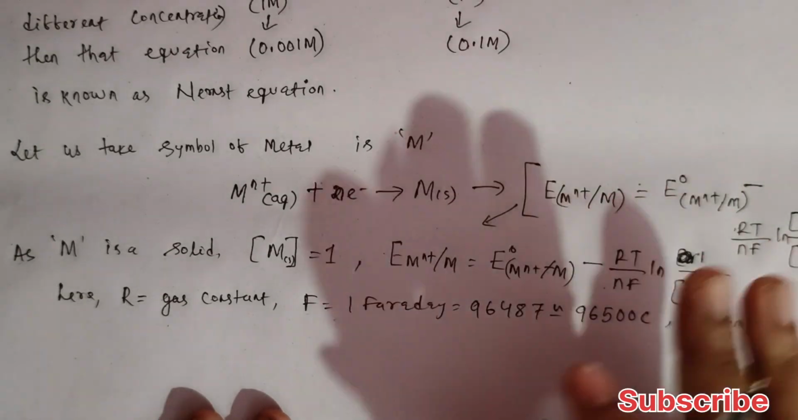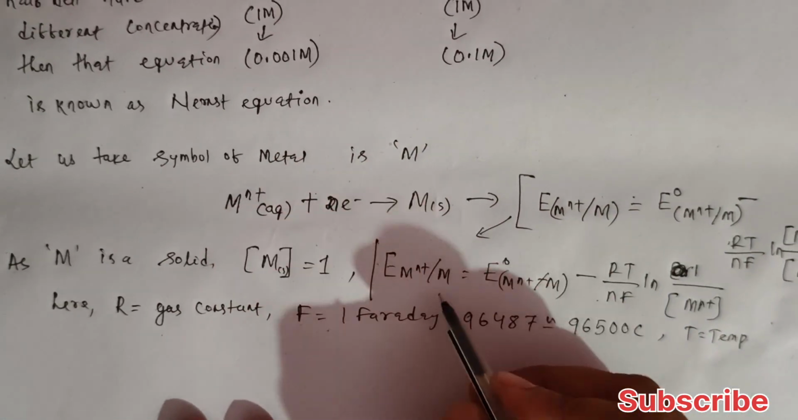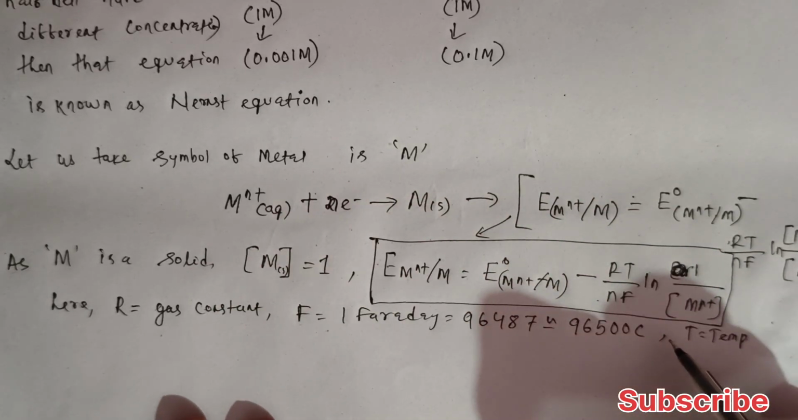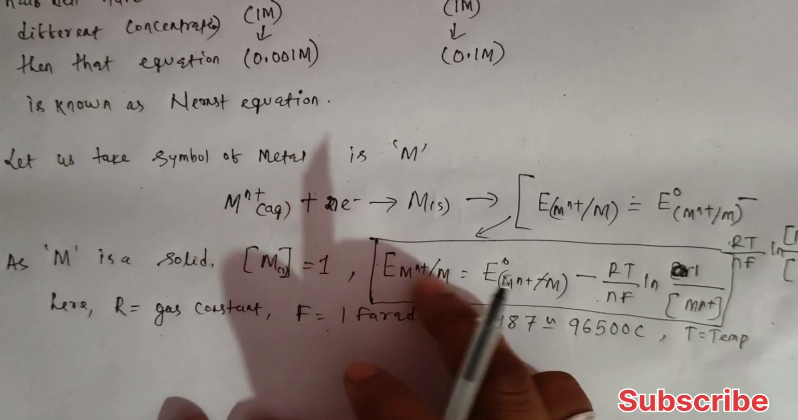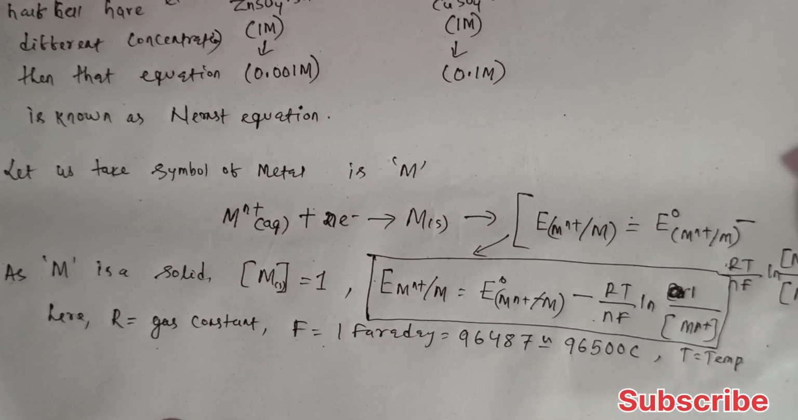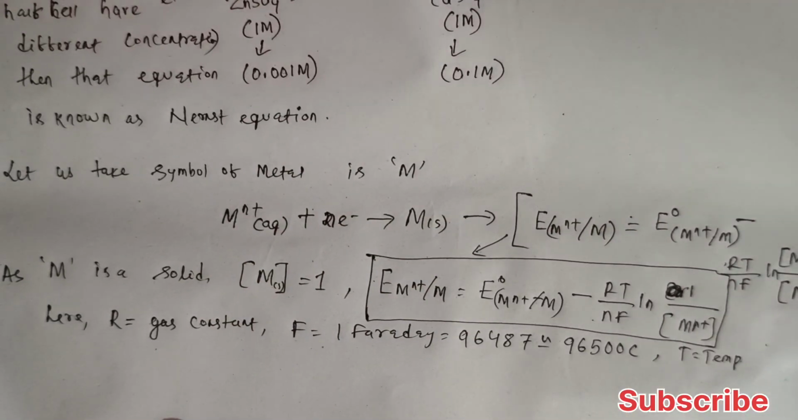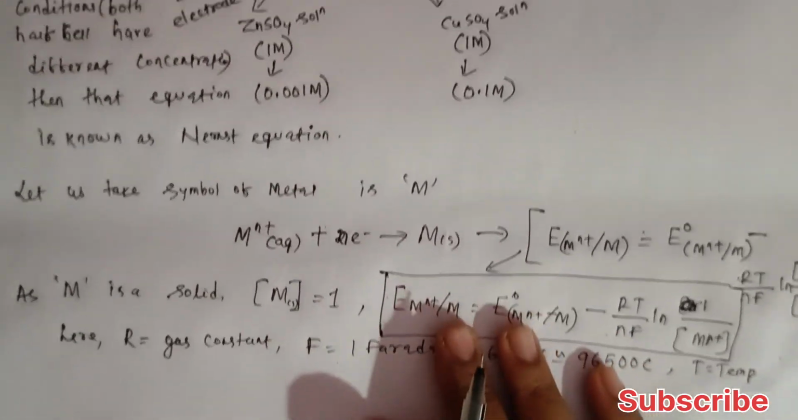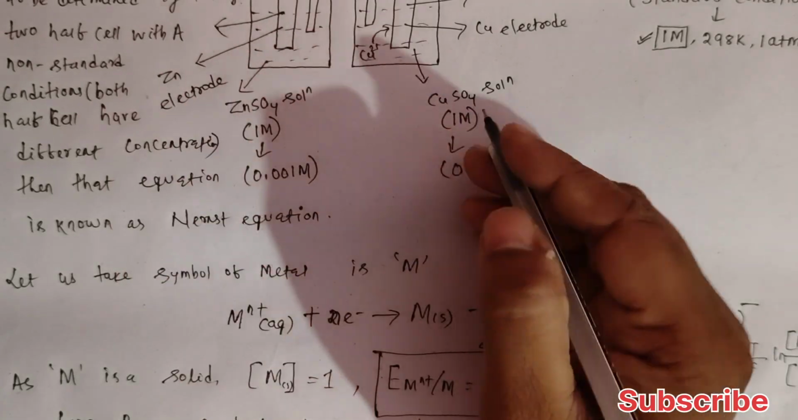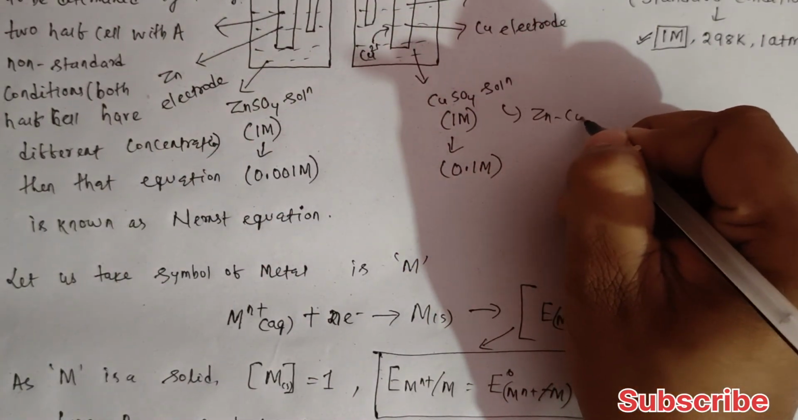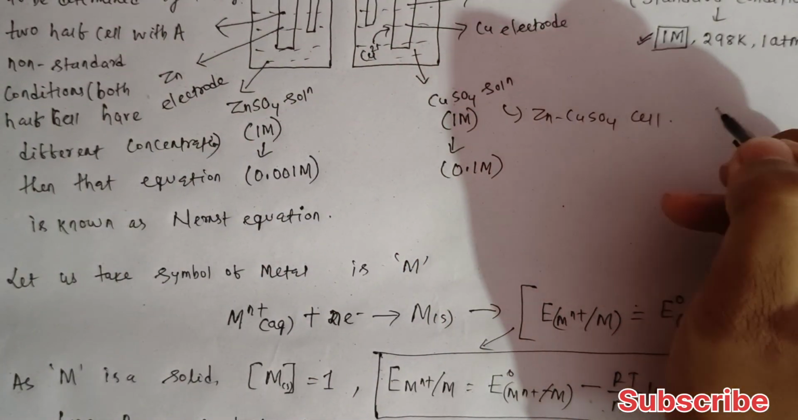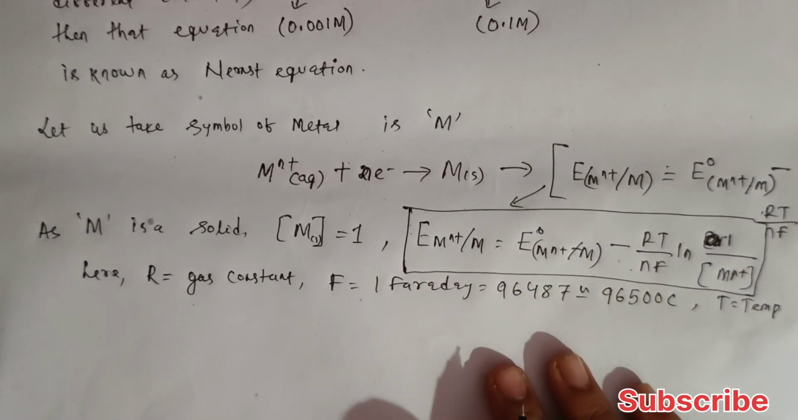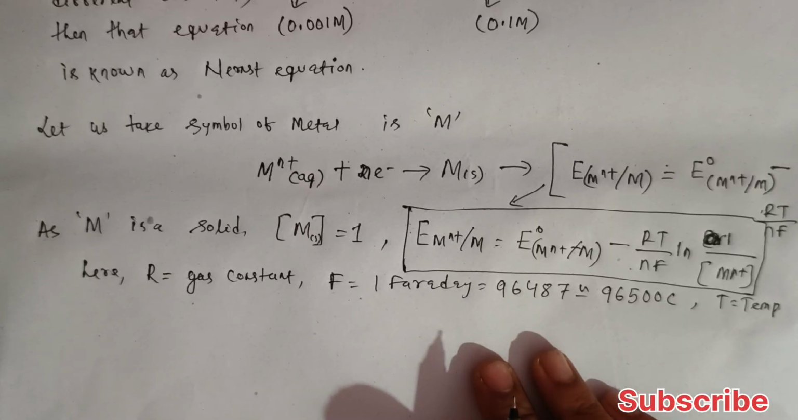So this equation is called the Nernst equation, but this equation is for only one electrode. Let us take an example, the zinc copper sulfate cell. How can we easily calculate the EMF of a cell?